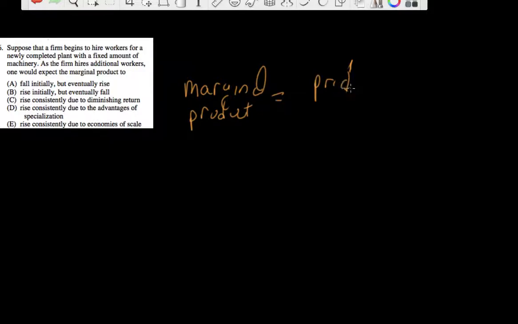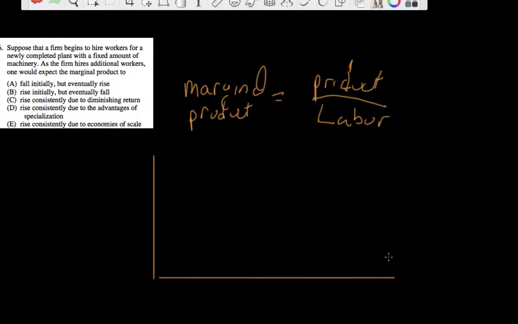Okay, product produced divided by the amount of labor used to make that product. All right, and if we were taking a look at that and we wanted to graph what we think this thing should look like, we would graph the amount of product produced, and then the amount of labor used, right? And what would we expect?